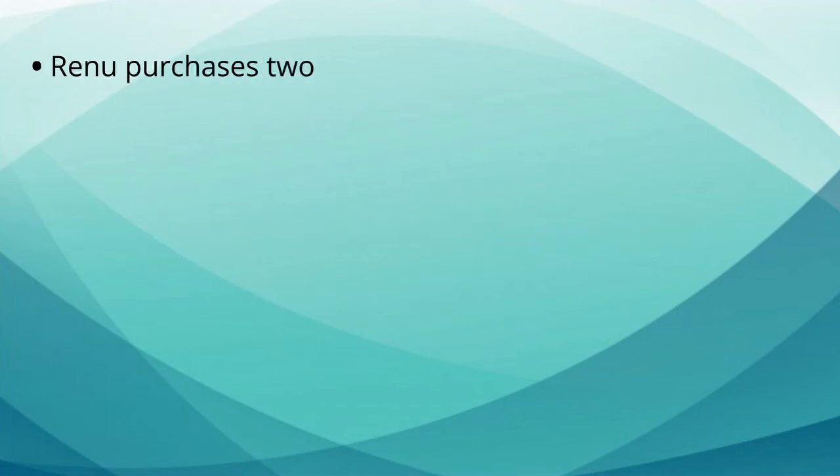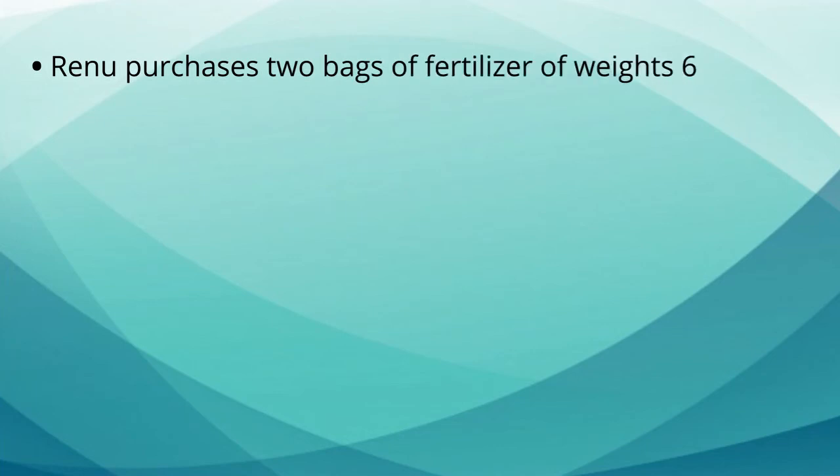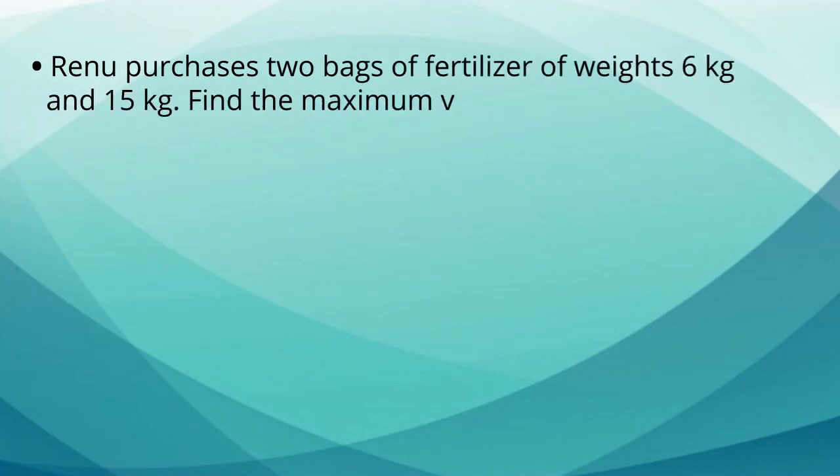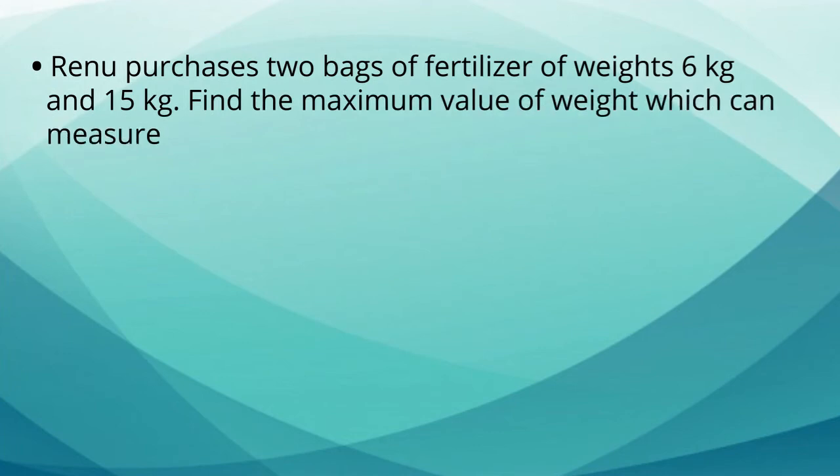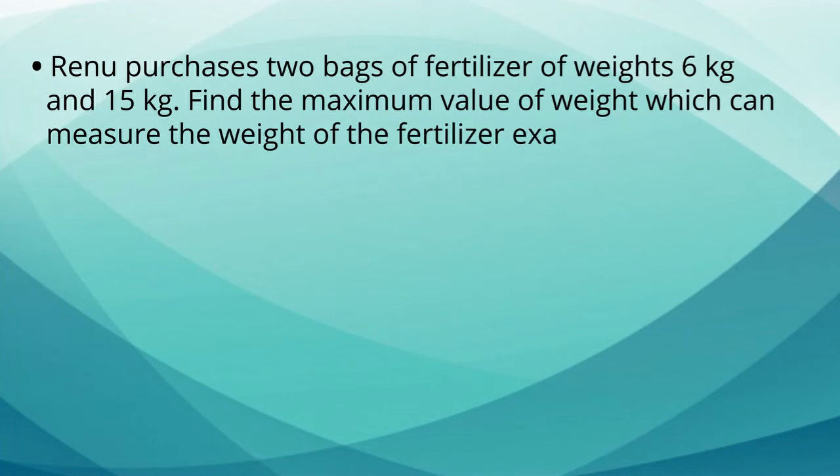Renu purchases 2 bags of fertilizer of weights 6 kg and 15 kg. Find the maximum value of weight which can measure the weight of the fertilizer exact number of times. Now, here we have to see that either we have to calculate the HCF or LCM of two weights 6 kg and 15 kg. In this case, we have to find the maximum value of weight which can measure the weight of the fertilizers exact number of times. So let us take few examples.